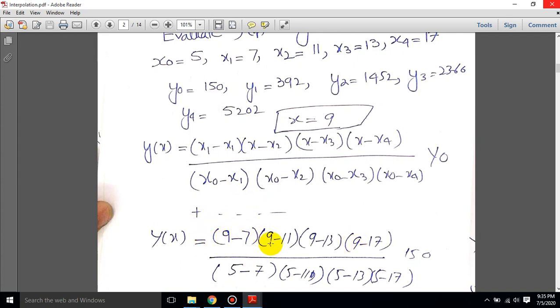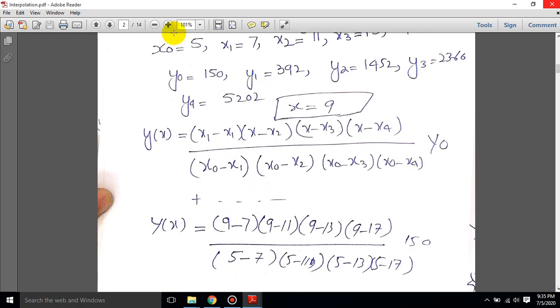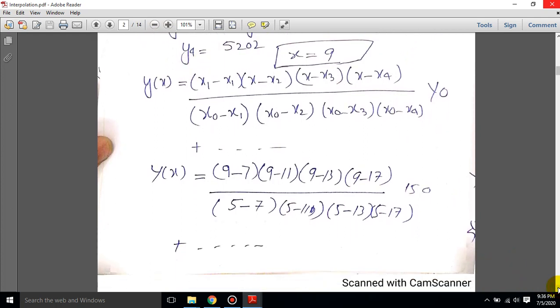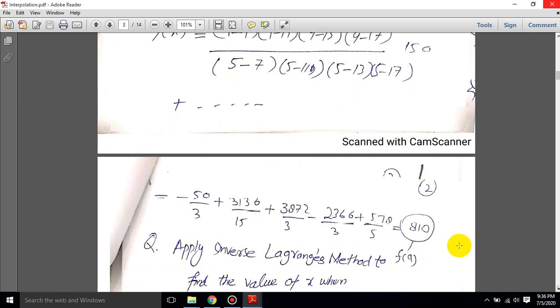And when you write it by yourself, you put the values here. As far as these values of x0 up to x3 and y0 up to y3 are concerned, we'll get the resultant value, and that will be equal to 810 here. Okay, and that is the value that was required here.